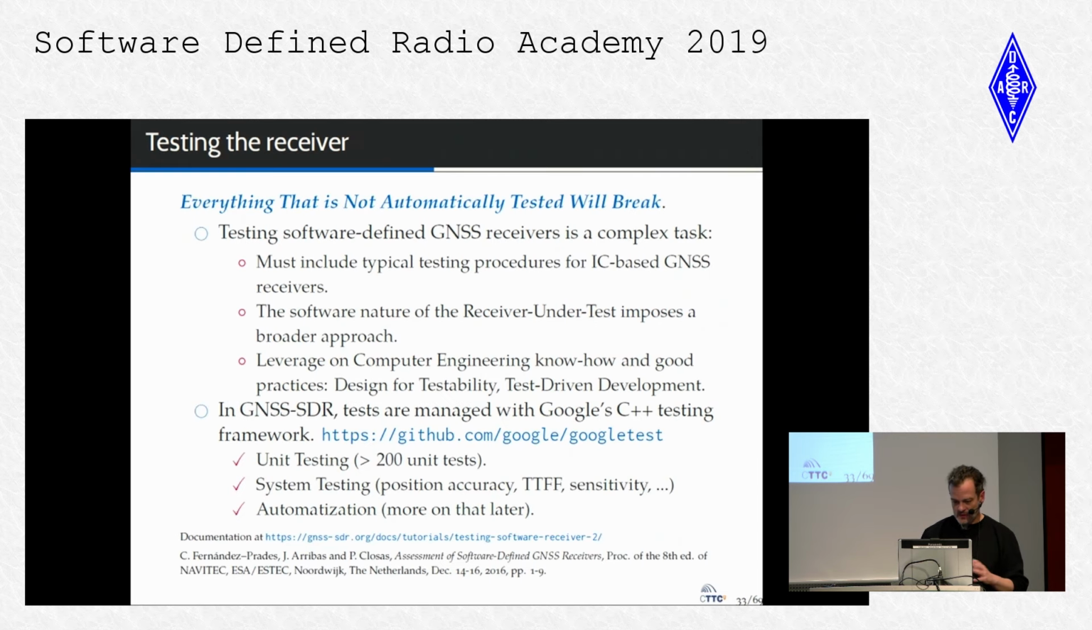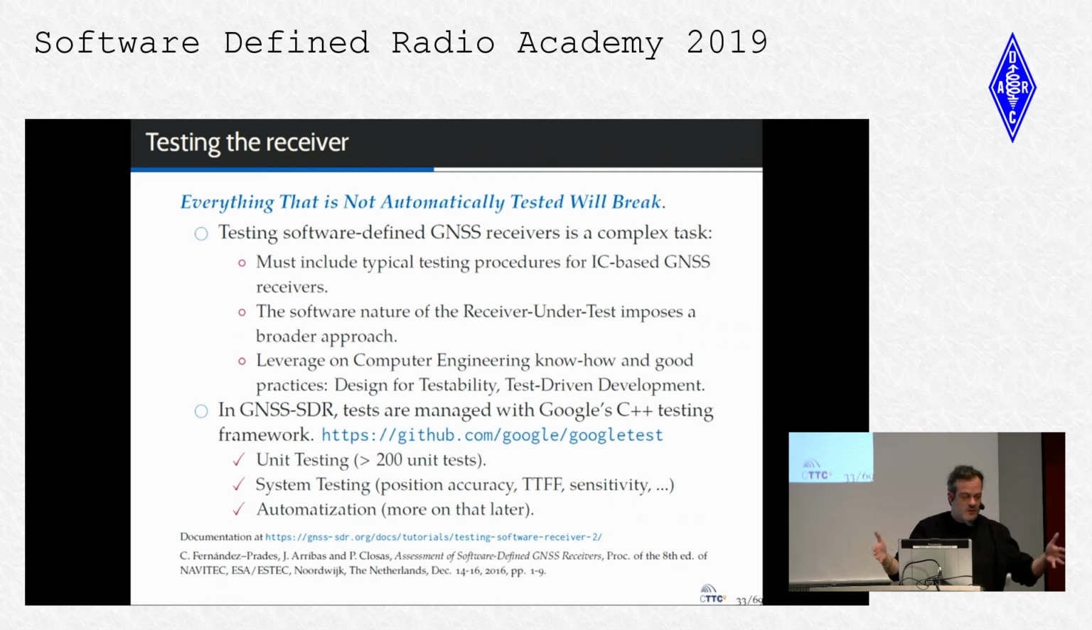Okay, so once we have the receiver, we want to test it. And we know that everything that is not automatically tested will break someday, so having a good test coverage of all the software features is very important. We must include typical testing procedures for an integrated-circuit-based GNSS receiver. Here I mean the time to first fix, for instance, or the precision you get in 10 seconds of signal. Whatever test you can do with a regular GNSS receiver, you should be able to do exactly the same with a software-defined one.